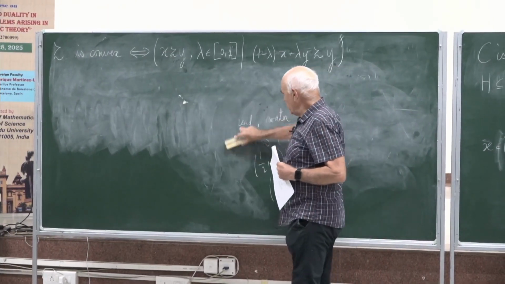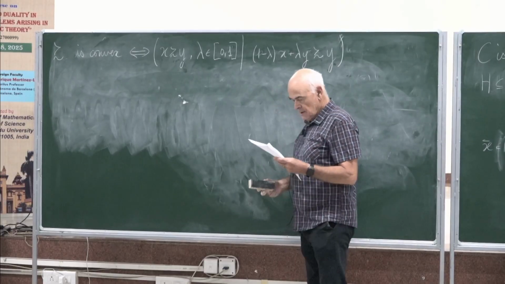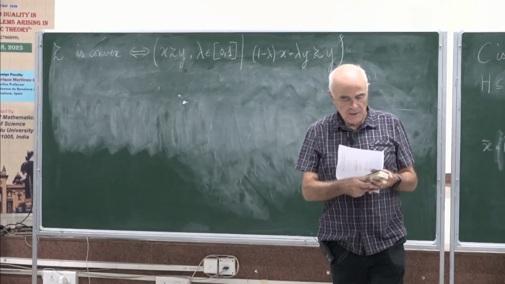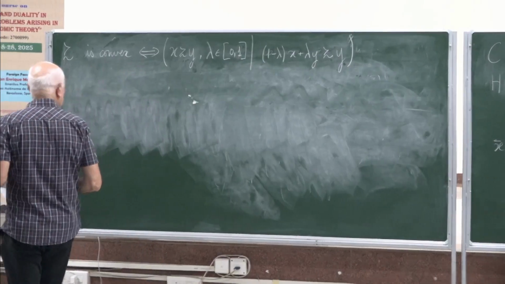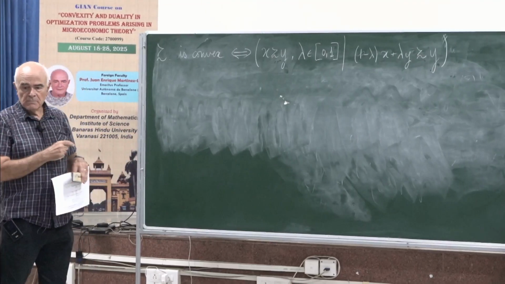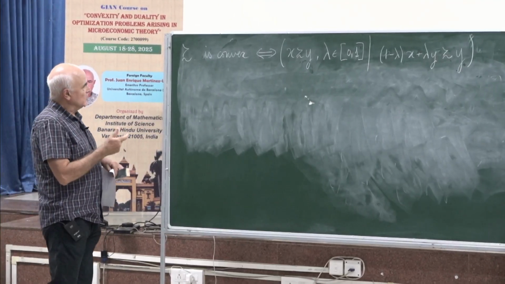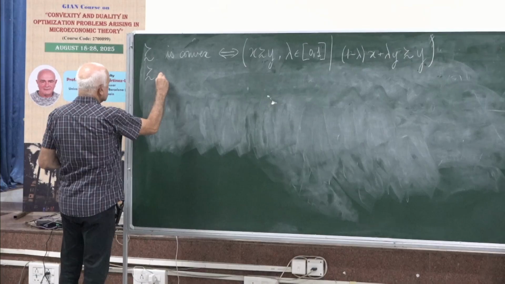So this is the definition of convexity for a total preorder on Rn. Oh, it is time, no? We started. Well, let me finish with the definition of a strictly convex one.